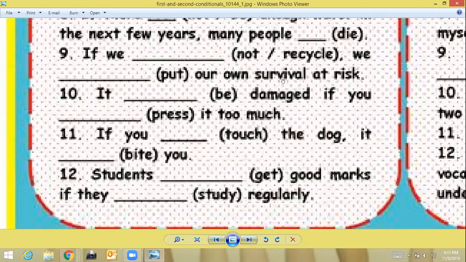If you touch the dog, it will bite you. It will bite you. Yes. If the dog doesn't know you and you touch the animal, there is a good possibility that the reaction is going to be a bite. Okay, and the last one?